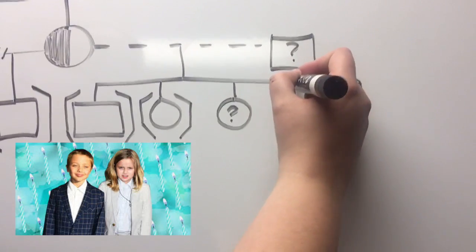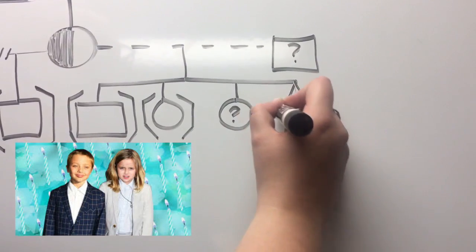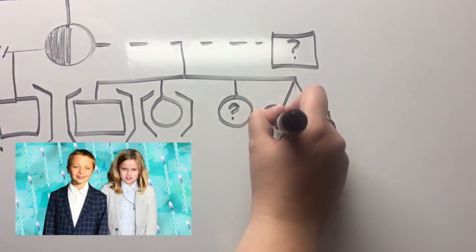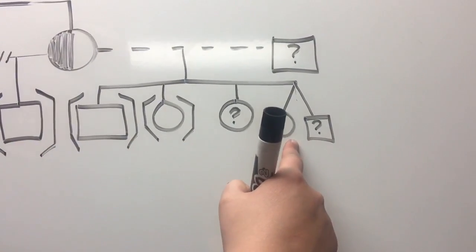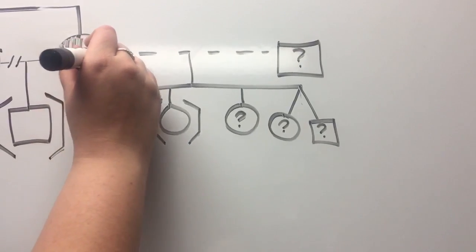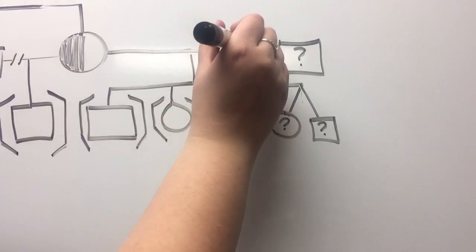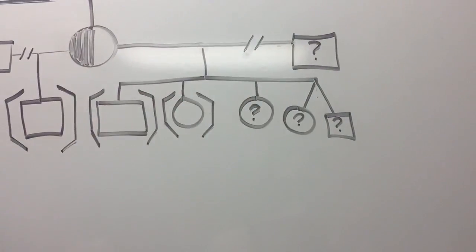Then she had identical twins, which is represented by the 2 lines diverging from the same point. One is a circle and one is a square, as she had 1 male and 1 female, and they are both question marks. Then she married Brad Pitt, so the line becomes solid, and she divorced him. So they get 2 slashes as well.